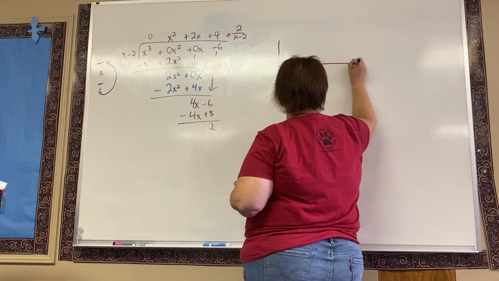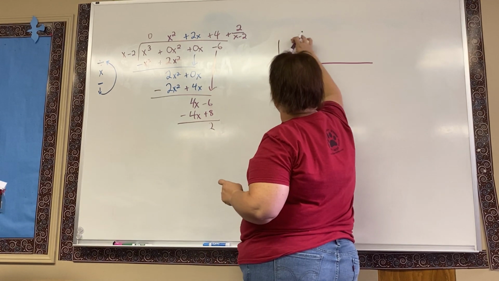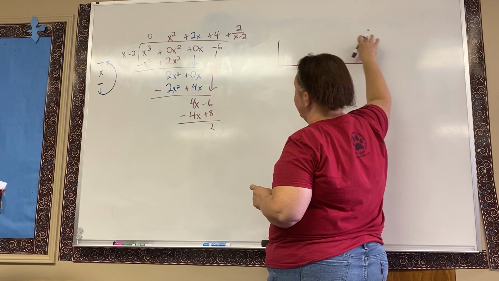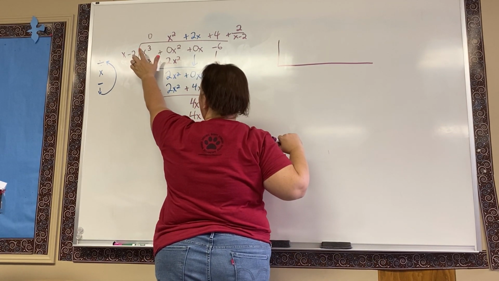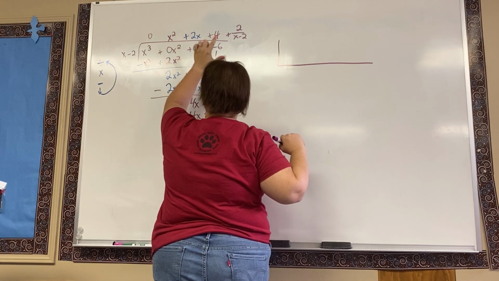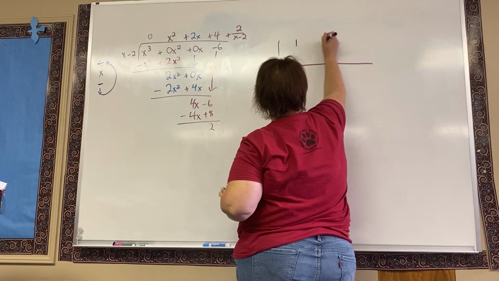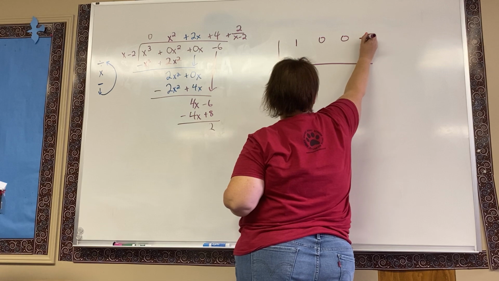I'm going to draw like an upside down division, and I need to have room for two sets of numbers here. And I'm going to put the coefficients only. So what would be the coefficient here? 1. 1, 0, 0, negative 6. One, 0, 0, negative 6.